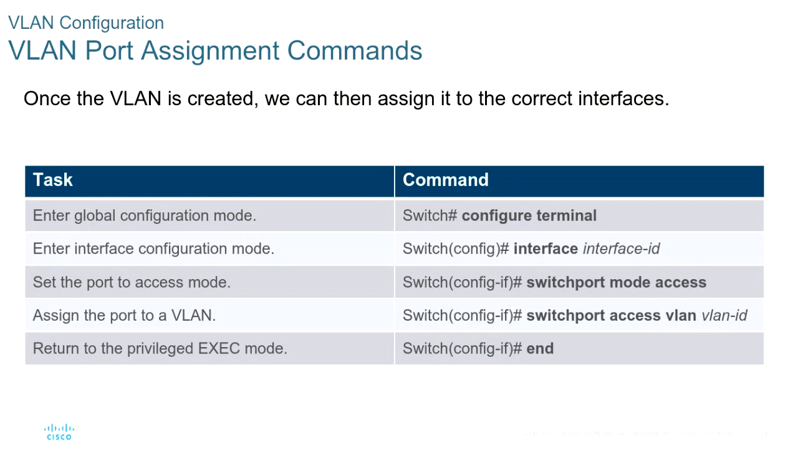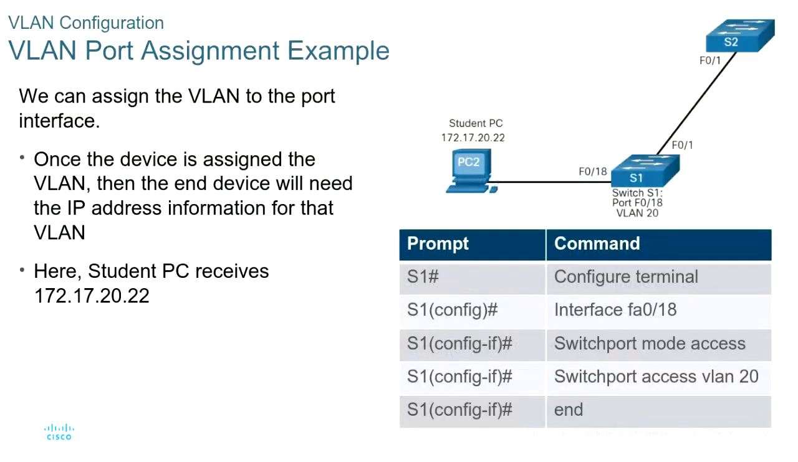So we go into global configuration mode, say interface, port 18, whatever it was, switchport mode access to make sure it's stuck in that mode, and then switchport access vlan 20. And that will define it to be in VLAN 20. We can always change it later. If an employee moves, we can fix it. So the student's plugged into port 18. We say configure terminal, interface F18, switchport mode access, switchport access vlan 20, and we're done configuring this.